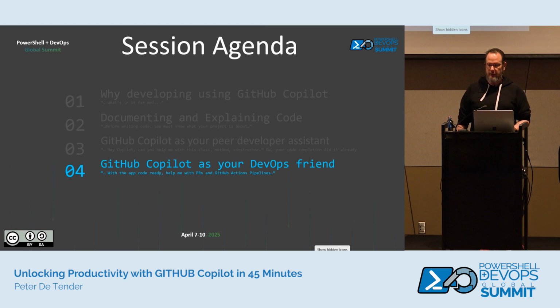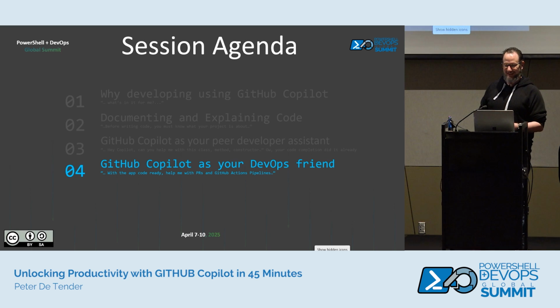Good, almost there. So we had code writing, documenting, anything where it becomes a peer-friend developer. And now we have the app ready, we got Bicep ready. I would typically show you how to deploy this, showing you that what we get out of GitHub Copilot is actually working, right? And then we're going to move it into DevOps.